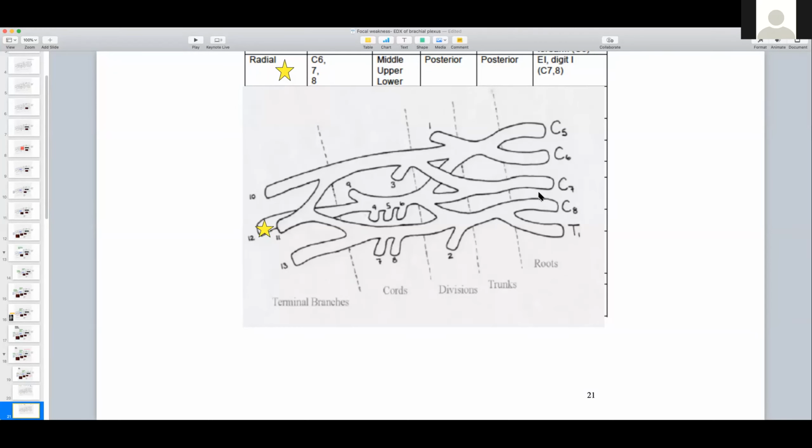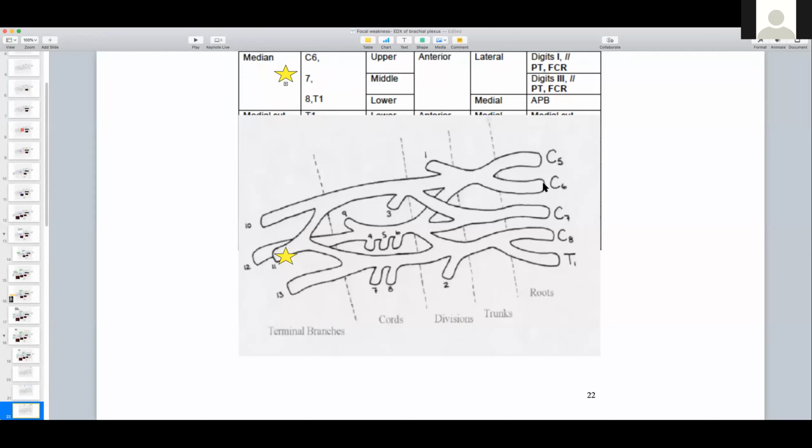Median nerve we already discussed, right? There are two components to it. The lower part comes from C8, T1 through the medial cord. The branch comes out from the median nerve. The upper part comes from C6, C7 through the lateral cord and forms the median nerve.